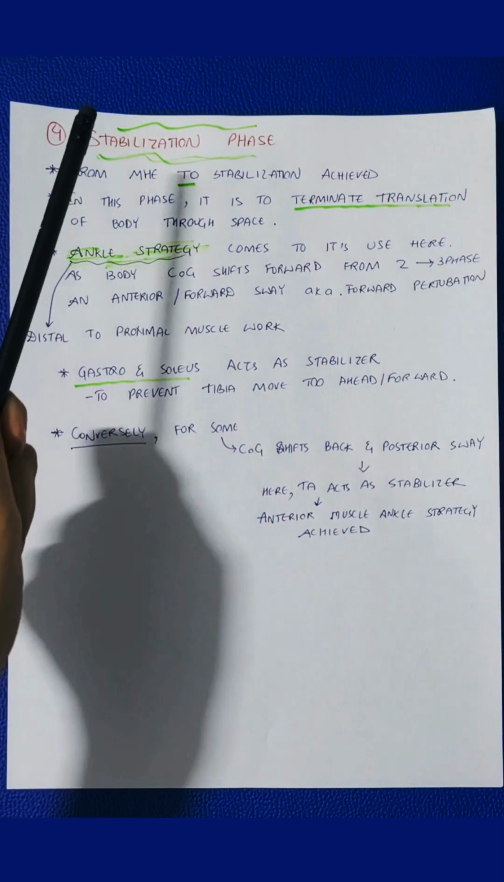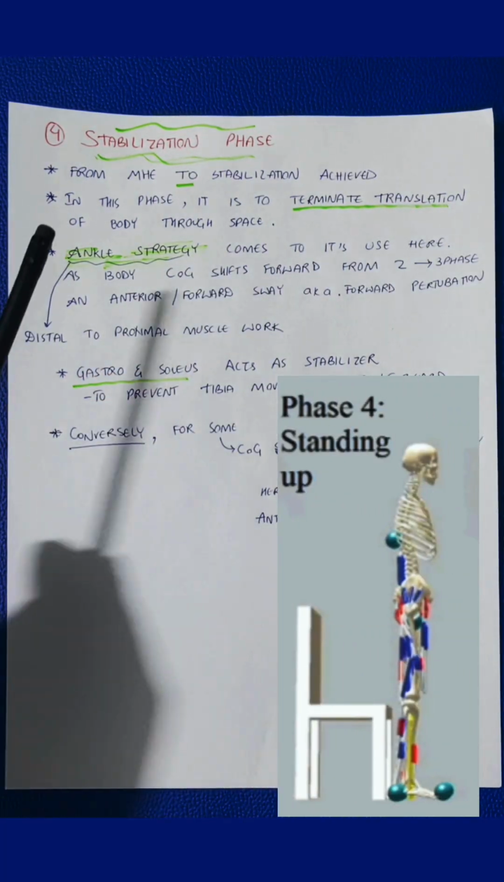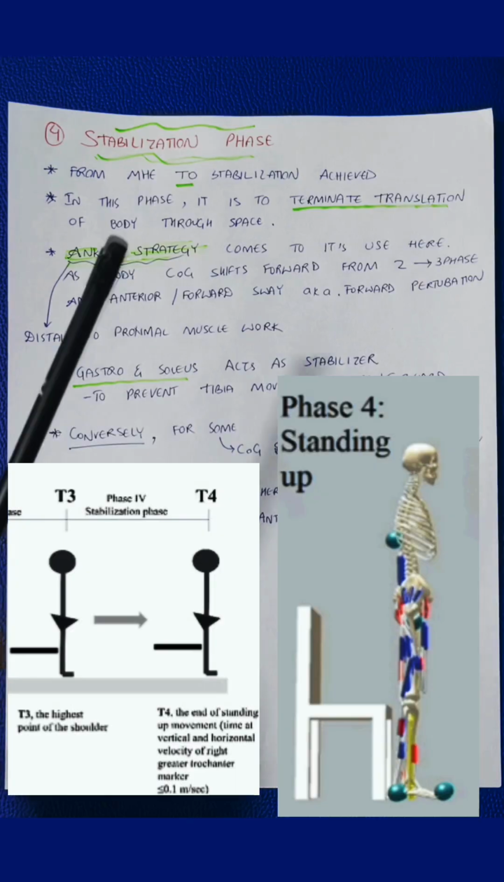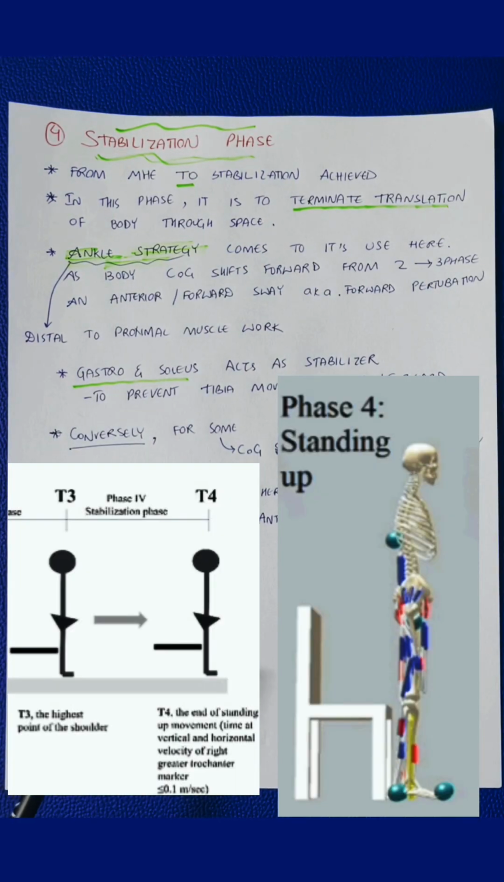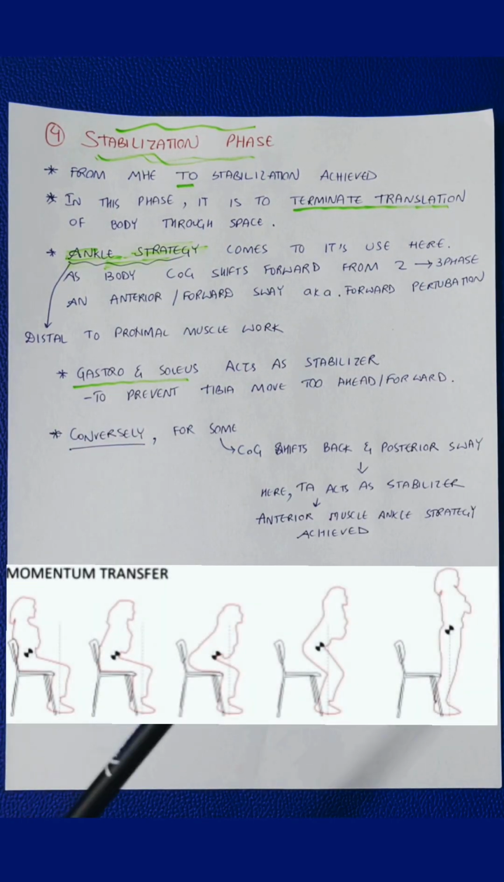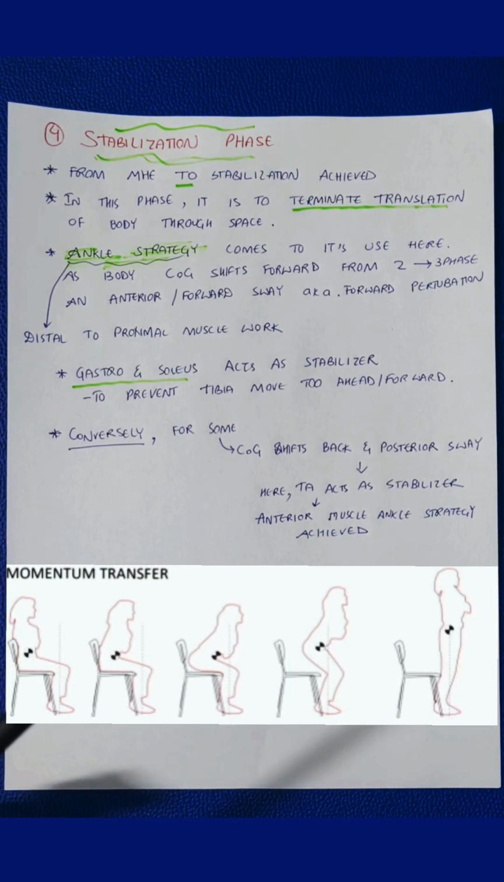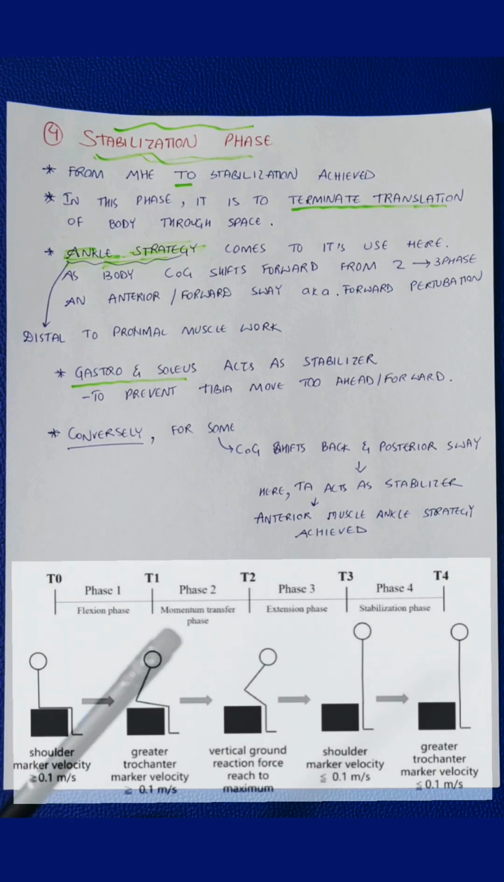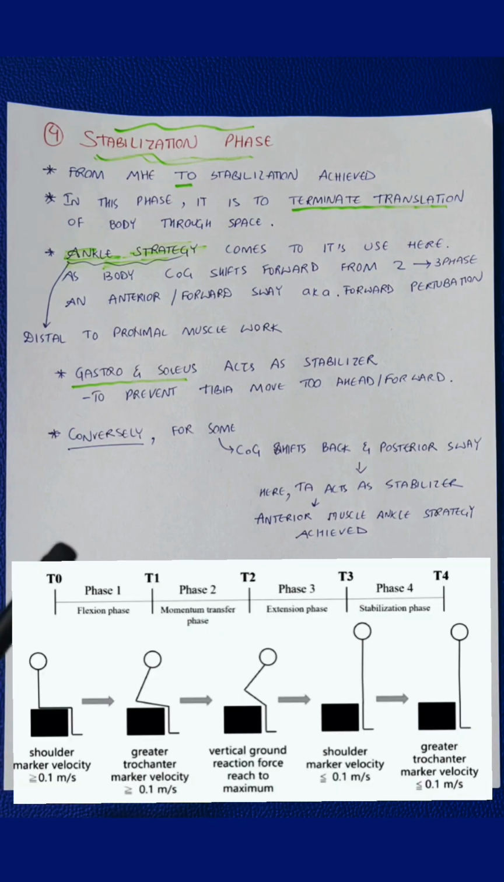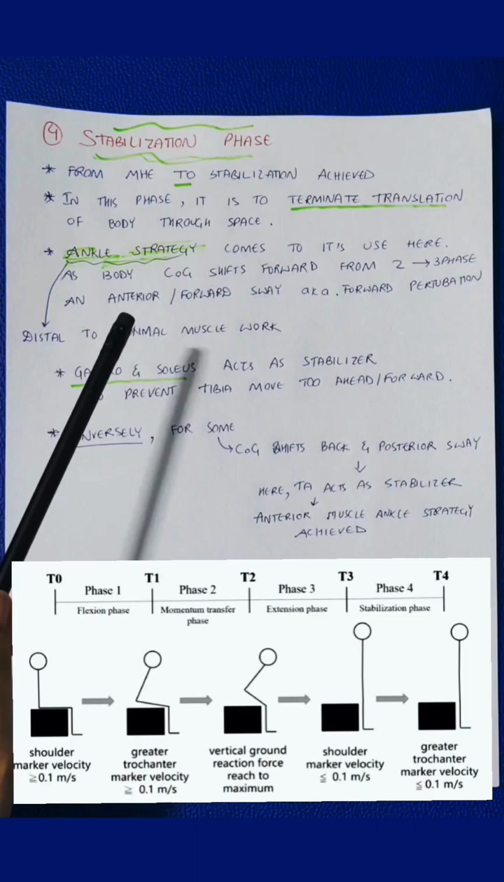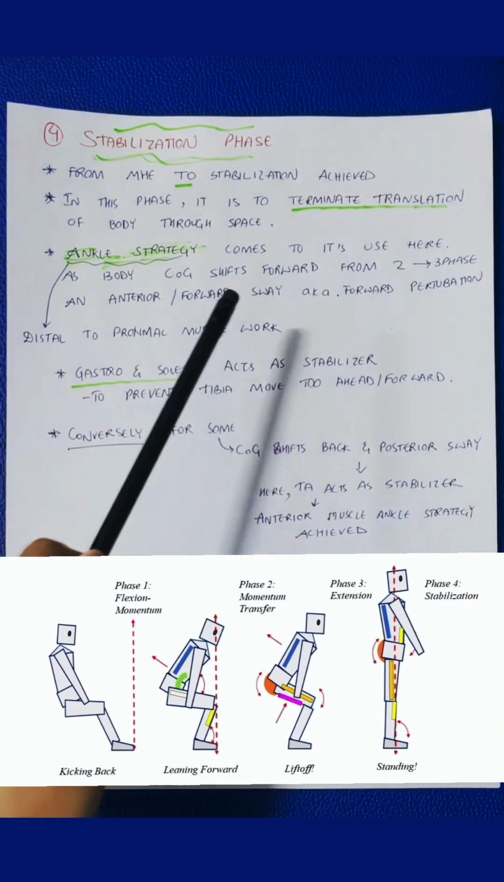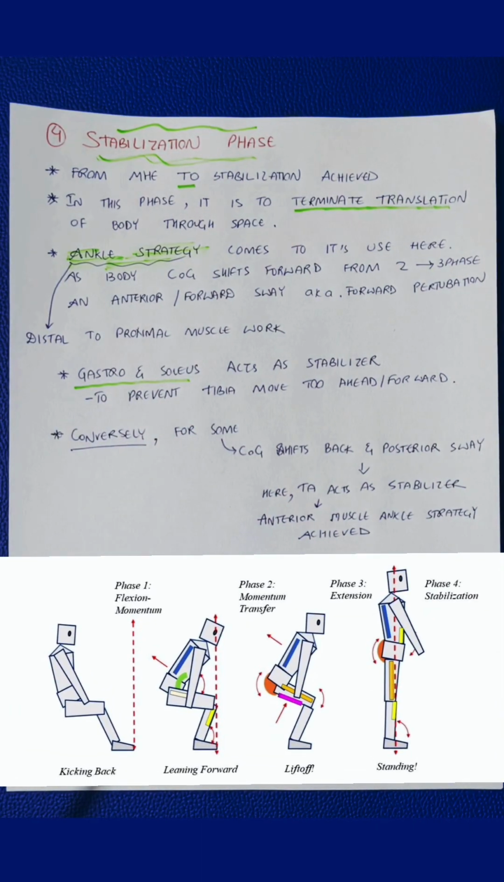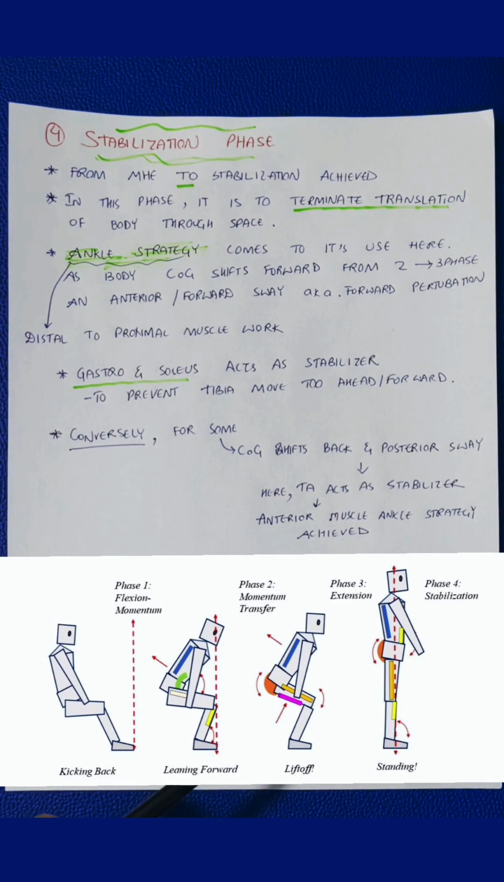Lastly, phase 4, that is the stabilization phase. This is from maximum hip extension to stabilization achieved. So once we stand up, we might fall if we are not stable. And in the first, second, and third phases of rising, the task was to translate the body's segments through space. But in this phase, it is to terminate the translation of the body through space to achieve that stability.